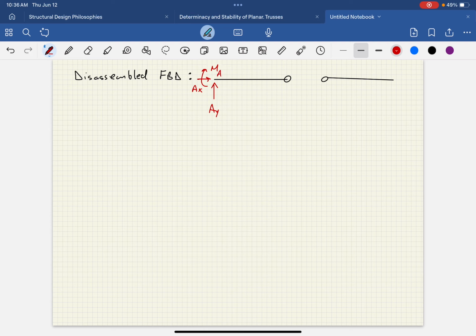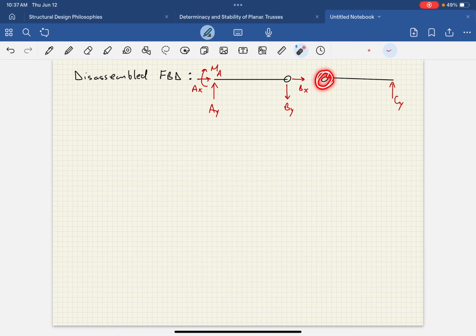MA. And at the opposite side, C, we had a CY. But what's happening at that internal hinge at B? Well, again, those internal hinges can develop 2 forces. So we'll have a horizontal force, BX, and we're going to have a vertical force, BY, that are additional unknowns.